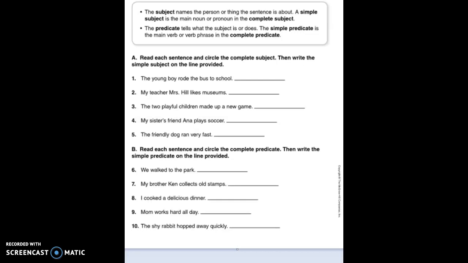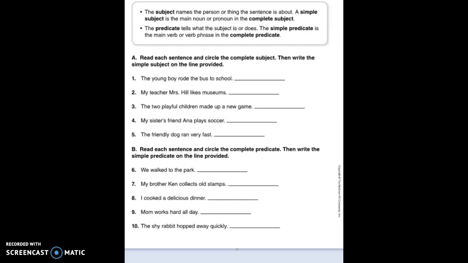B says, read each sentence and circle the complete predicate, then write the simple predicate on the line provided. Today, you're just going to continue to write what the predicate is on your paper. Number 6, we walked to the park. Write the predicate on your paper.